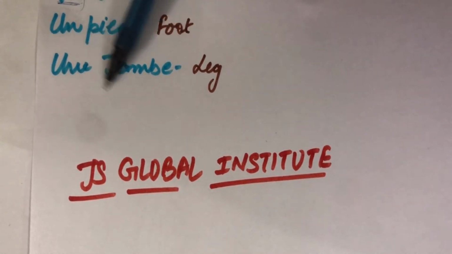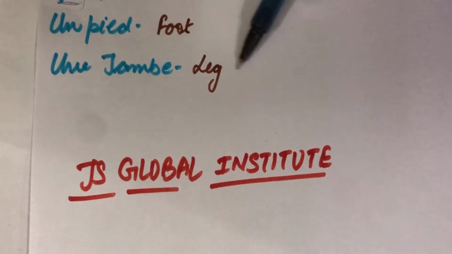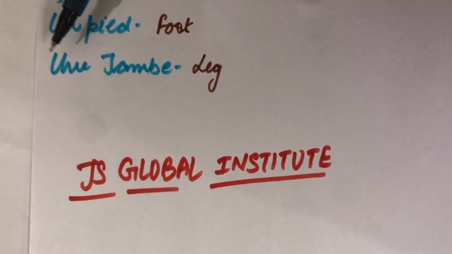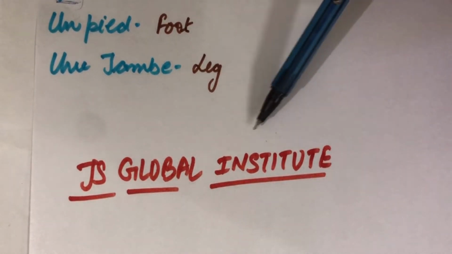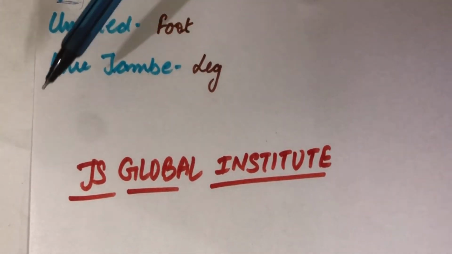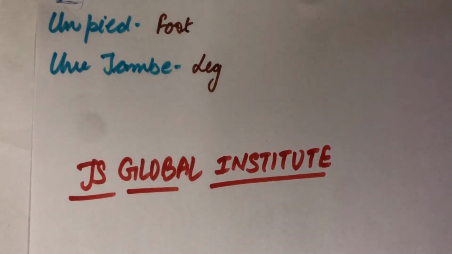Okay, next is une jambe. So what is jambe? That is leg. So as this une signifies, this is une, and this is also known as les articles indéfinis. So this signifies that the leg is feminine in nature. Okay, so these were the parts of the body.